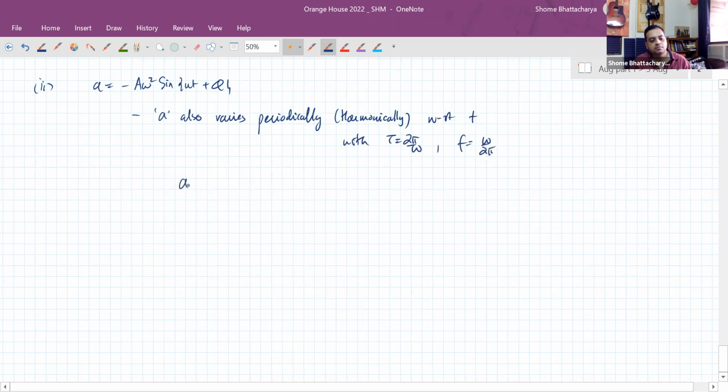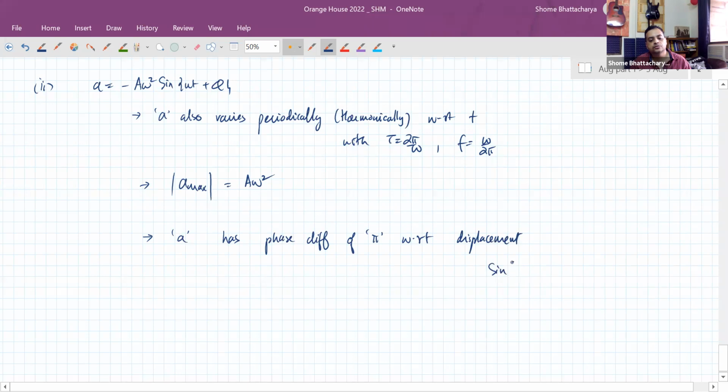Then the maximum magnitude of acceleration is equal to how much? Capital A omega squared. So this becomes another important formula. And acceleration has a phase difference of pi with respect to displacement. Okay, because sin(omega t + phi + pi) is equal to minus sin(omega t + phi), because of this.